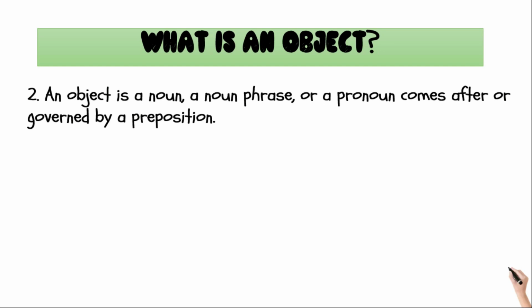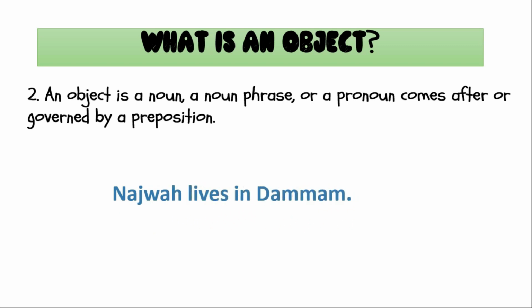An object is also a noun, or a noun phrase, or a pronoun that comes after or is governed by a preposition. For example here, Najwa lives in Dammam. Same sentence as before. So we say that Najwa is the subject and lives is the verb. Dammam here is the object. Why? Because before Dammam comes in, which is a preposition. So this is another type of object.